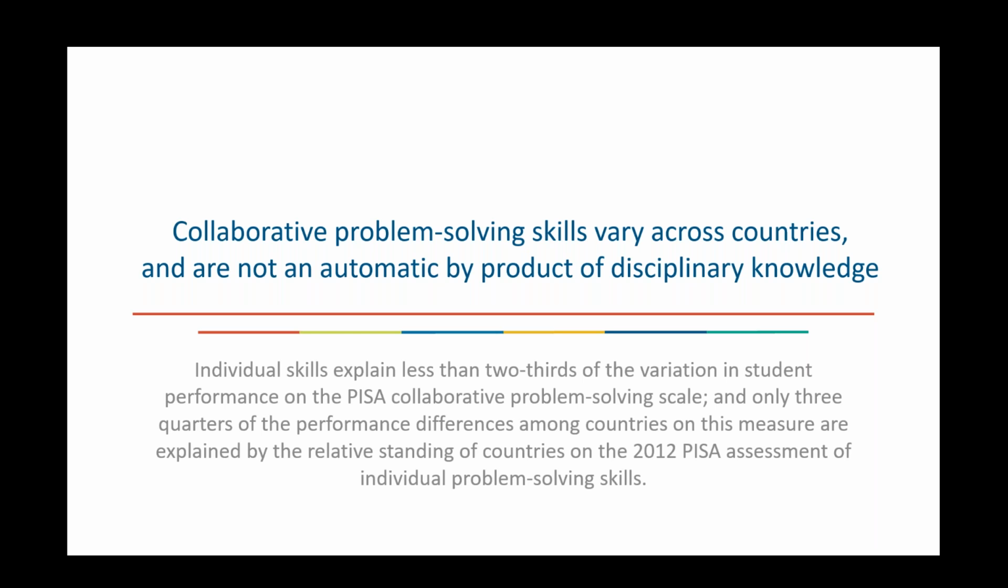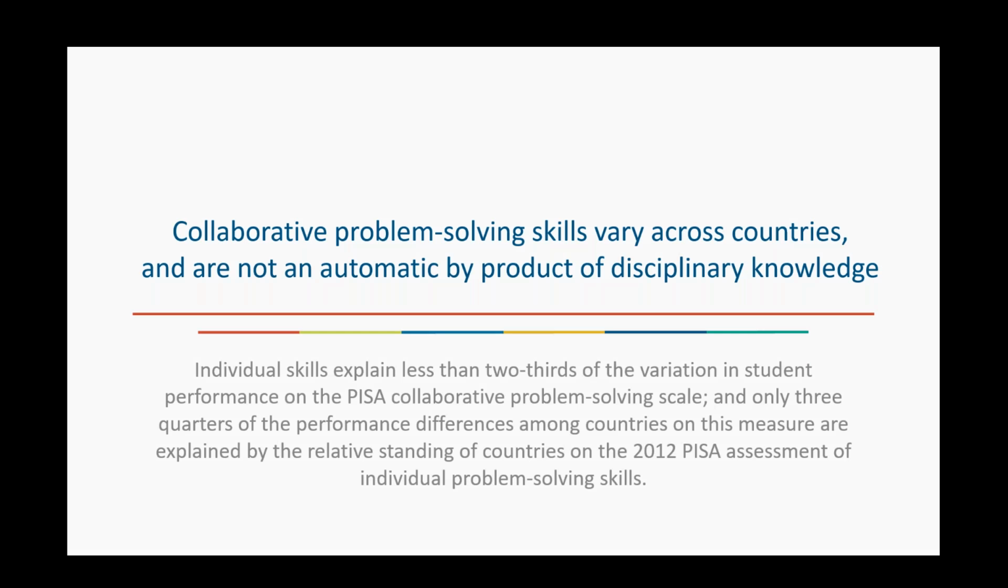But the relationship was actually far weaker than what you would see, for example, in terms of the correlation between reading and numeracy skills. In fact, we found that individual skills, science, math, or reading, explain less than 2/3 of the variation in student performance on this collaborative problem-solving scale.